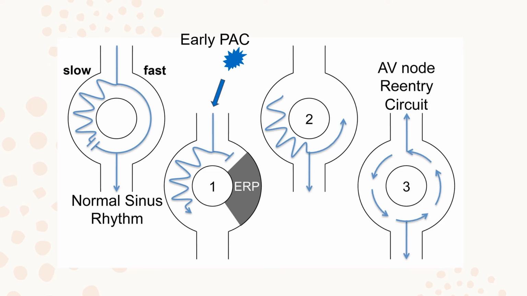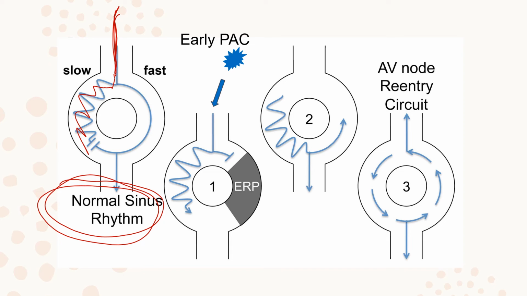But in the normal situation, in other words, in a regular normal sinus rhythm, you have an impulse coming from the SA node, and it's going down both pathways: the slow pathway here and the fast pathway over here. When it reaches this intersection, the impulse is going to travel two ways. It's going to continue down through the bundle of His into the ventricles, but it's also going to travel retrograde.